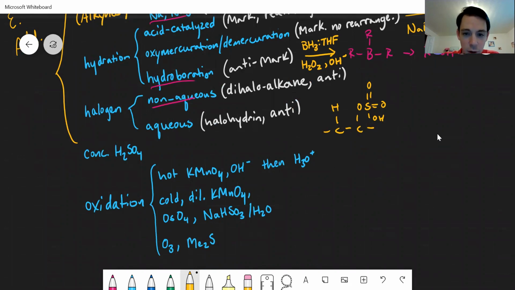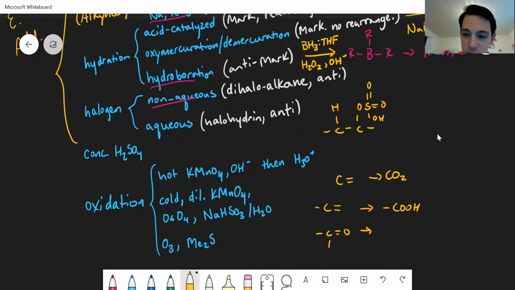them. Hot KMnO4 is used to cleave double bonds. Depending on the location of the double bond, primary carbons will become CO2 if they're right on the end. Secondary carbons will become COOH, carboxylic acids, and tertiary carbons become ketones.